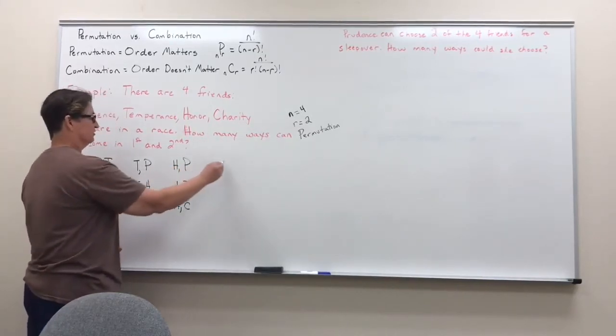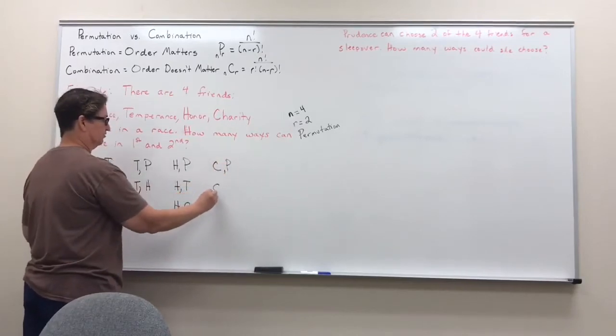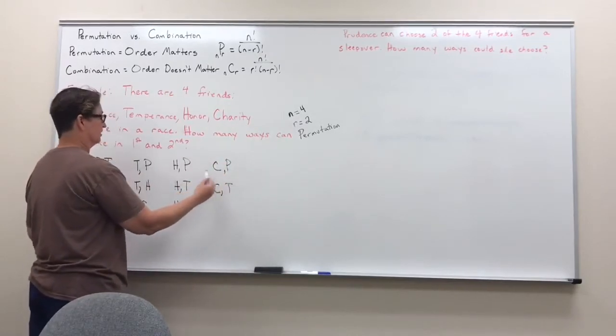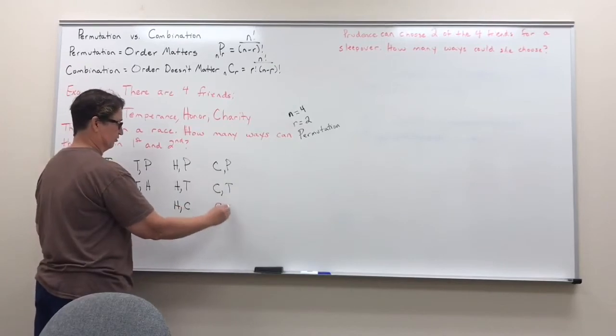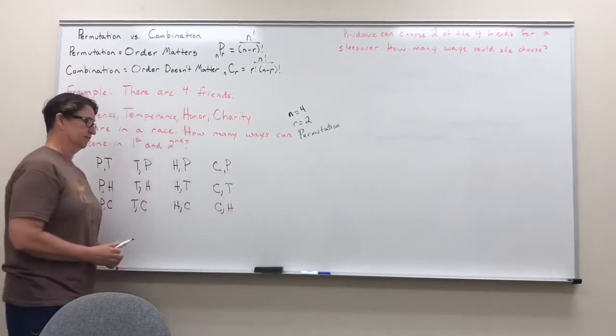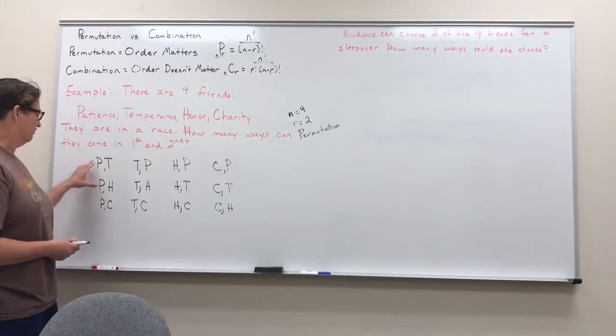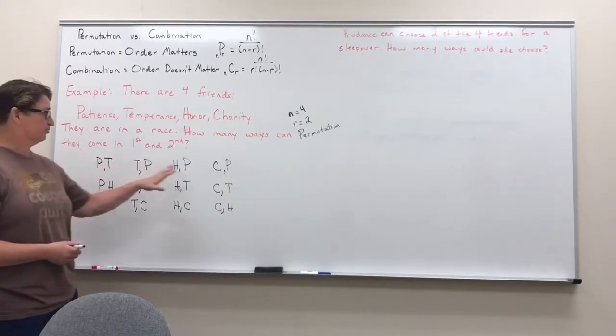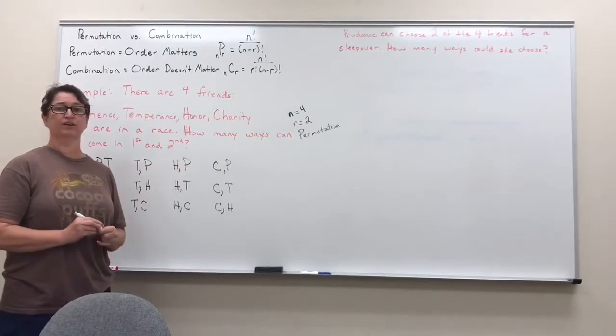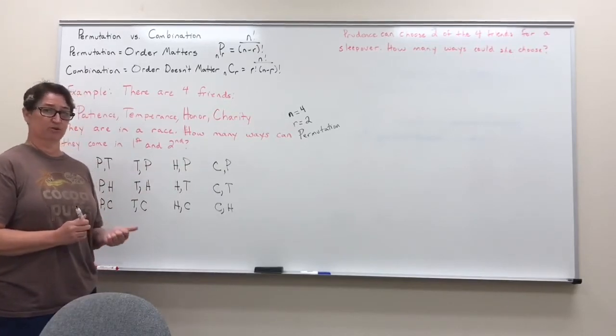Charity could come in first and patience could come in second. Charity could come in first and temperance could come in second, or charity could come in first and honor could come in second. So those are all the different ways that they could win the race. So we have a total of 3 times 4, 12 different ways that these friends could come in first or second place.